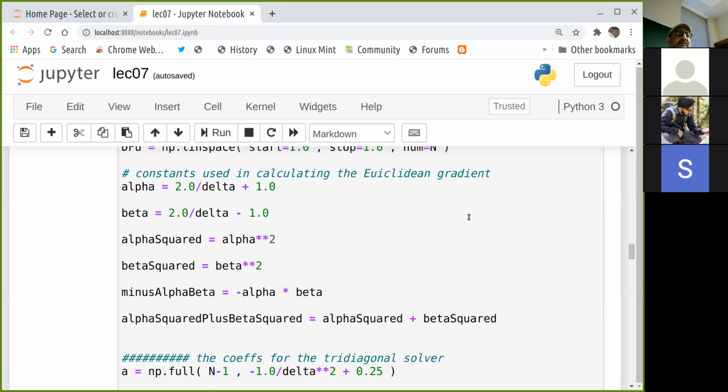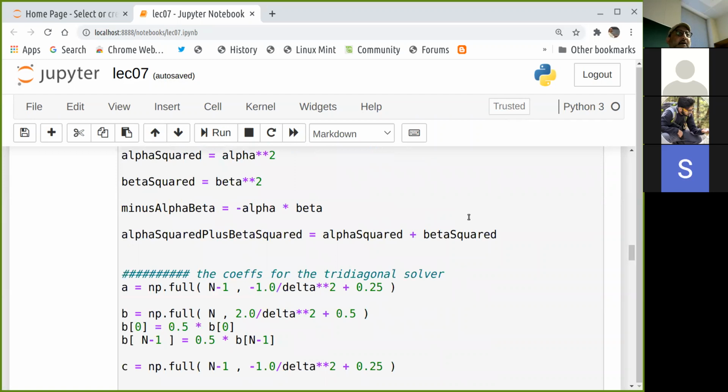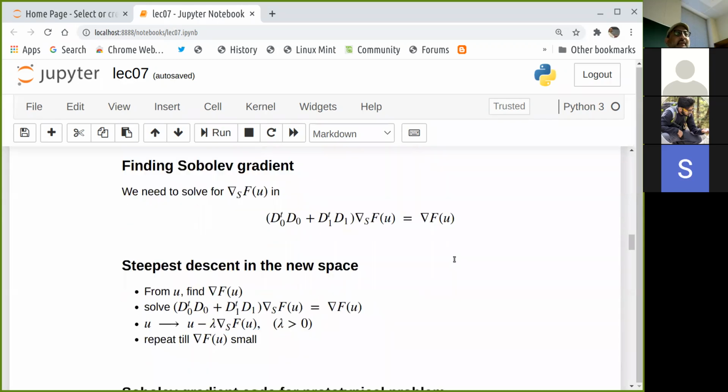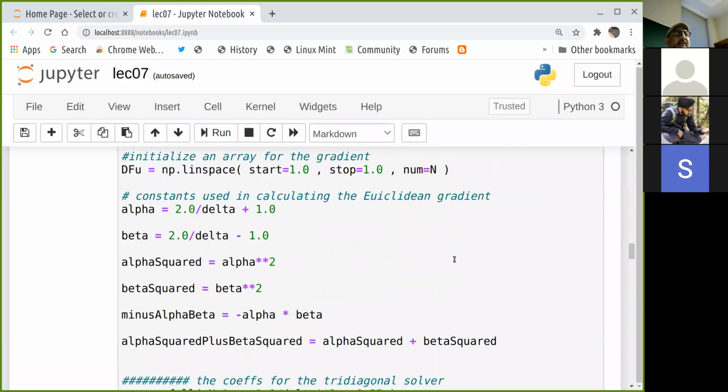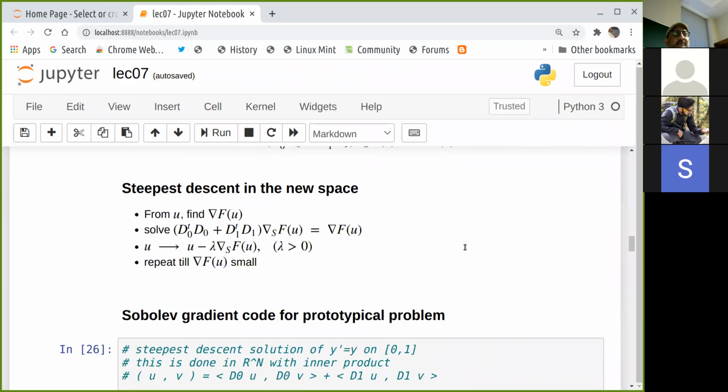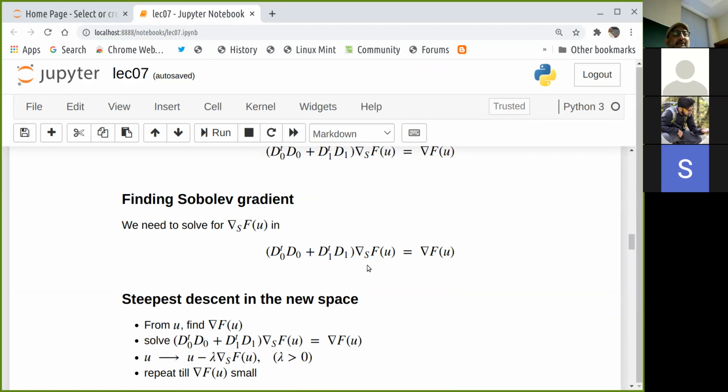Okay, so now I've got this equation to solve. D0 transpose D0 plus D1 transpose D1 acting on the Sobolev gradient is the Euclidean gradient. Okay. And it turns out that that's a tridiagonal system. So I'm not going to do some sort of invert a matrix or do Gauss-Jordan elimination. I don't need to. Instead, I'm going to use this tridiagonal solver.